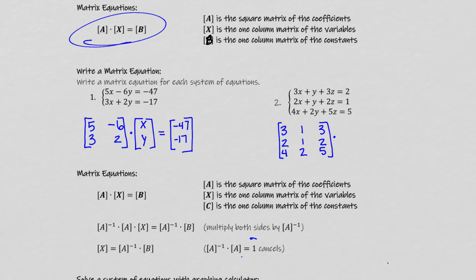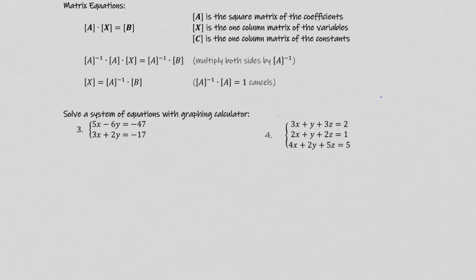Then I multiply it by matrix X, which in this case will be X, Y, Z. It's just the variables. It equals the constants, 2, 1, 5. Okay, so down here we have the same things, but remember this is a B, not a C. That was a typo.